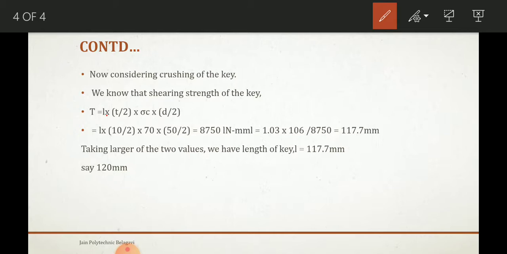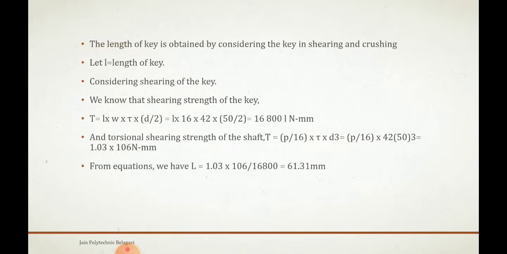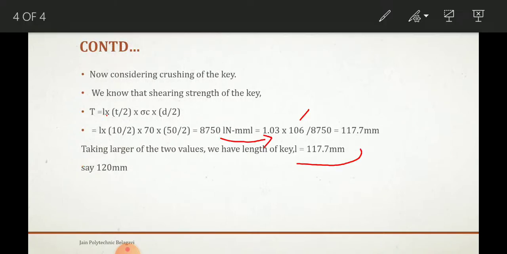Now we have to equate this to the torque which we already found out. When you substitute the value of torque and transfer the 8750 to the other side, we get the length of the key as 117.7. Now we have to compare the lengths. In the previous case we got L equal to 61.31, and here we got 117.7. Always remember you have to take the maximum length. So the maximum is 117.7, but the standard length of the key will be 120.